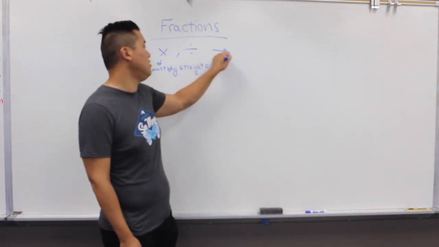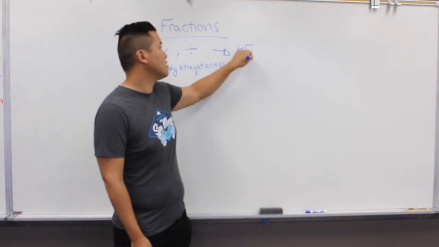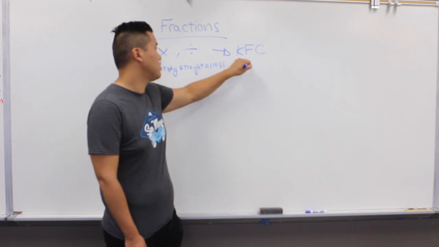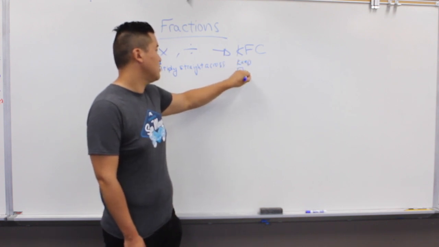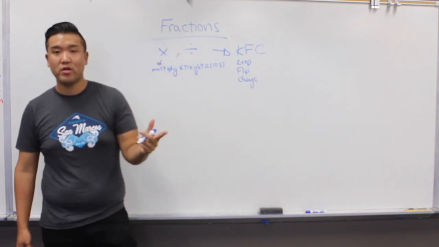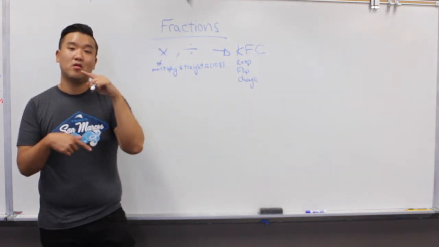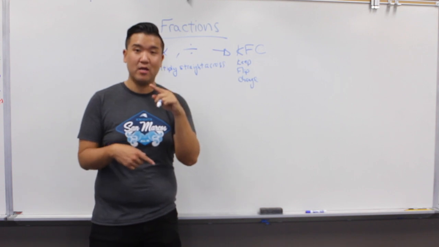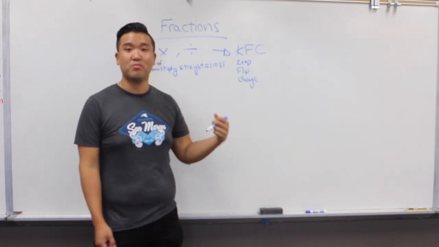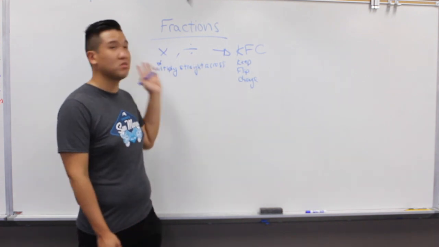So division, we're going to do KFC: keep, flip, change. What that means is you're going to keep the numerator, you're going to flip, or in math terms, reciprocate your denominator, and we're going to change our division sign to a multiplication sign. And then after that, it becomes a multiplication problem.